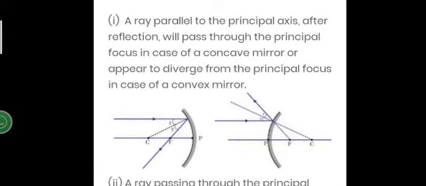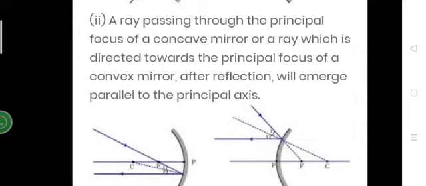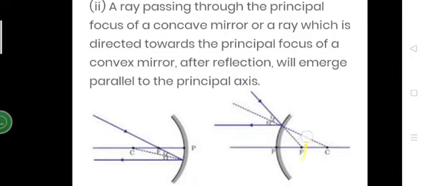That means simply a ray going parallel to the principal axis must pass through the focus after reflection. Clear? The second rule is just the opposite of the first rule. A ray passing through the principal focus must be parallel to the principal axis after reflection. So in case of concave mirror, it passes through the focus, but in case of convex mirror, it is directed towards the focus. Clear? So that is the second rule.